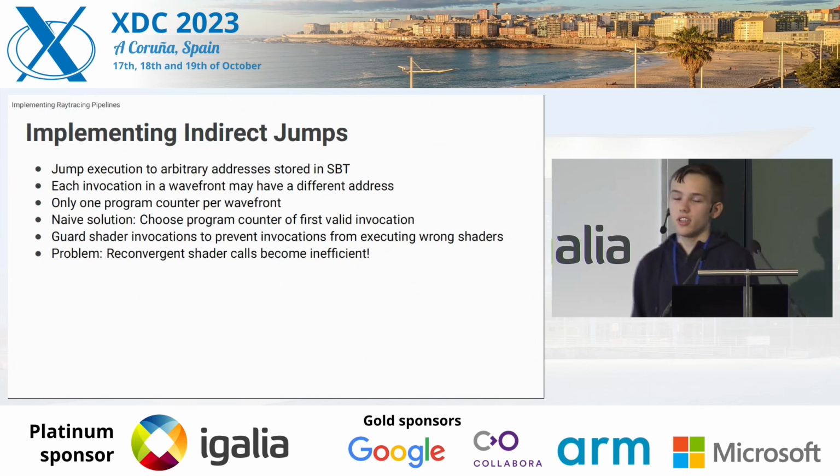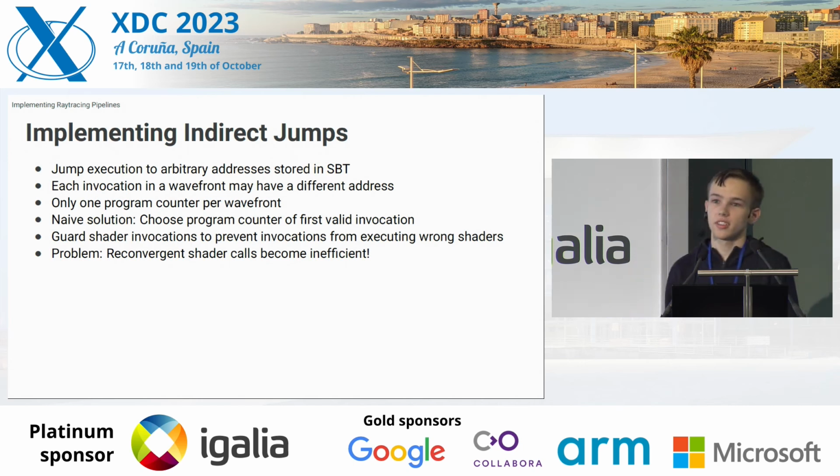So for implementing indirect jumps, we have the problem that each wavefront that has 32 or more shader invocations can actually only execute one shader at once. So we need to select one of the shaders from each invocation to determine which one to jump to next, and then just mask off all of the invocations that didn't actually want to call that specific shader.